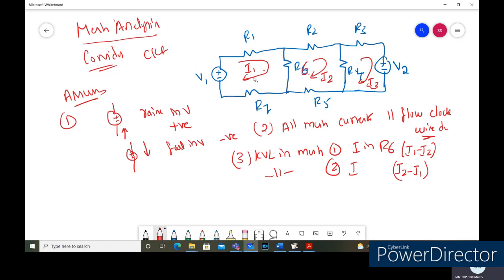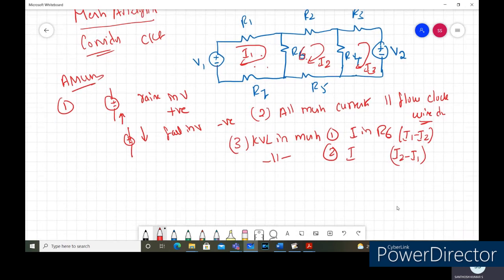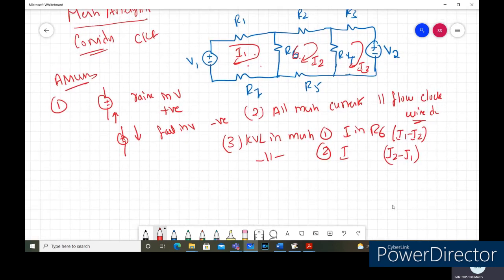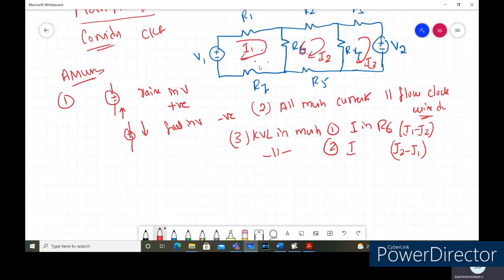Based on that, we can apply the Kirchhoff's voltage law for mesh 1, mesh 2, and mesh 3, and simplify the network. Now with these assumptions, we'll start applying the Kirchhoff's voltage law for mesh 1, mesh 2, and mesh 3. So I'm going to consider this part of the network here.